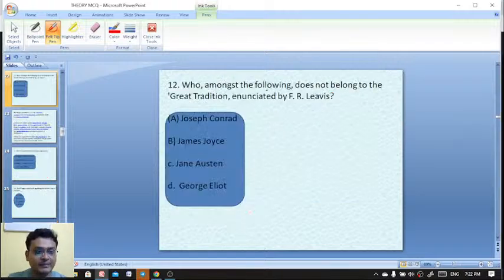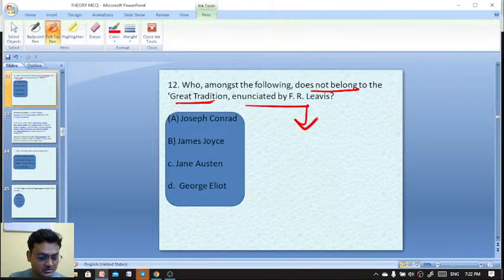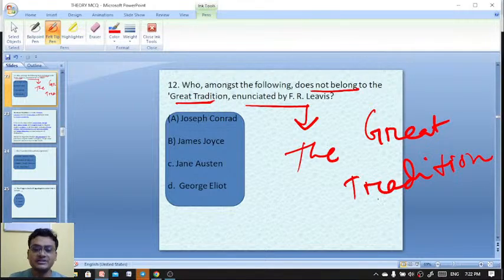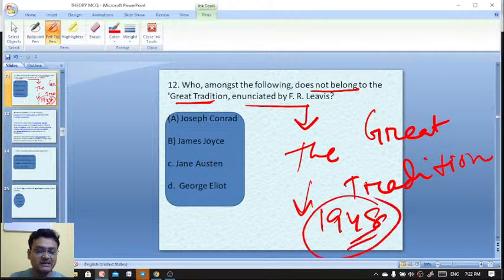Chalo. Who amongst the following does not belong to the great tradition enunciated by F.R. Leavis? Okay, so the name of the work is The Great Tradition. I think it was published in 1948, 48 or 49. It's like 48. The Great Tradition, by F.R. Leavis. Who among the following does not belong to the Great Tradition enunciated by F.R. Leavis? Joseph Conrad, James Joyce, Jane Austen, George Eliot.